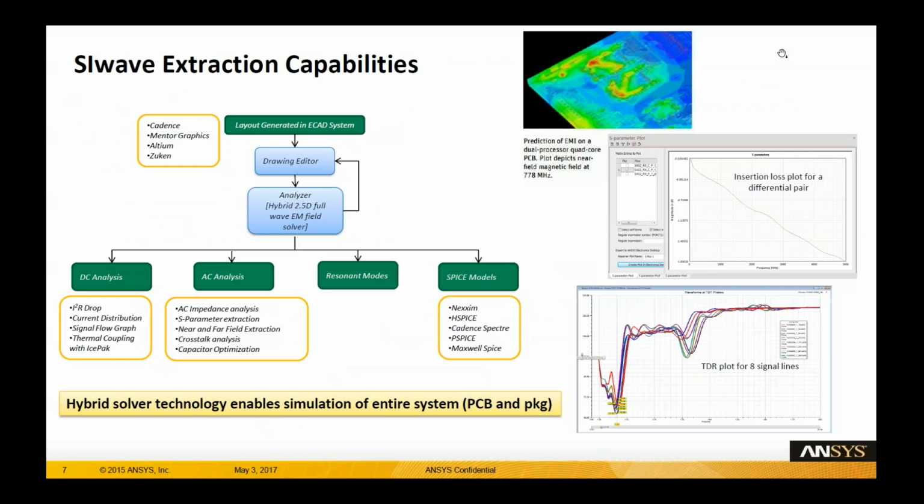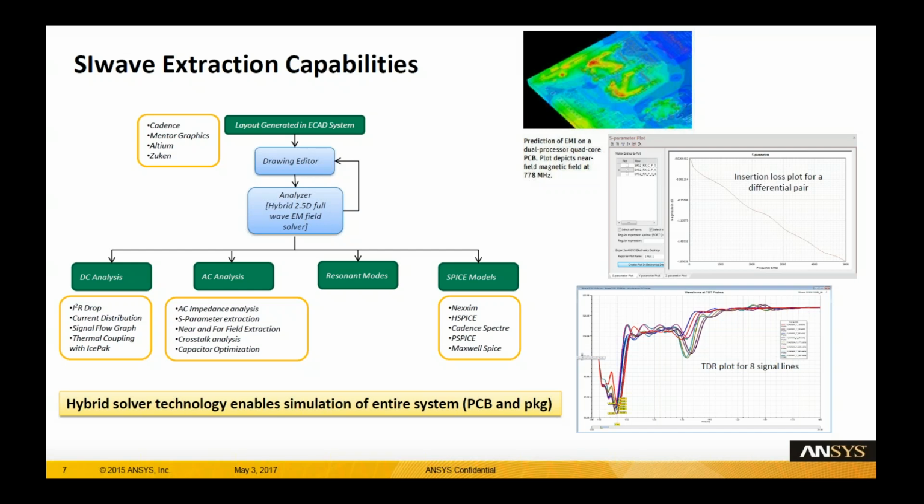So the general workflow of SIwave is that you have a layout generated in the ECAD system, either from Cadence, Mentor Graphics, Altium, or Zuken, and then you put that in the drawing editor, and then using the SIwave solver, either hybrid 2.5D or full wave, to tackle the geometry. After that we do post-processing, whether it's DC analysis, AC analysis, resonant modes, or SPICE models.